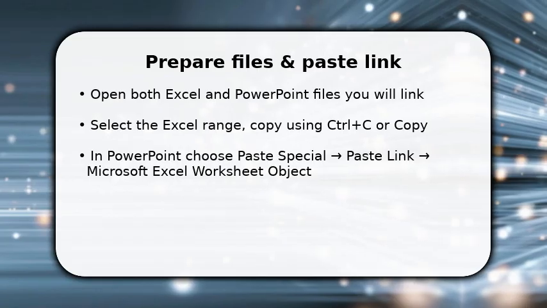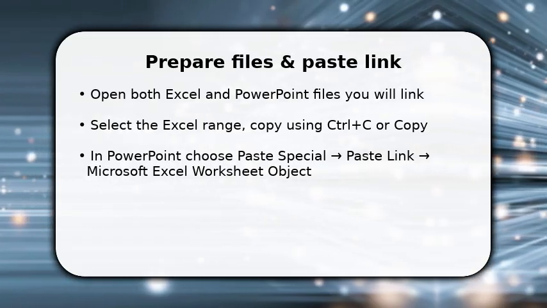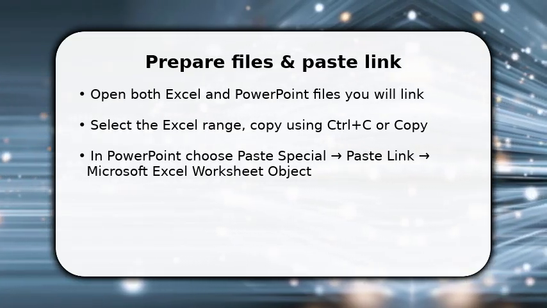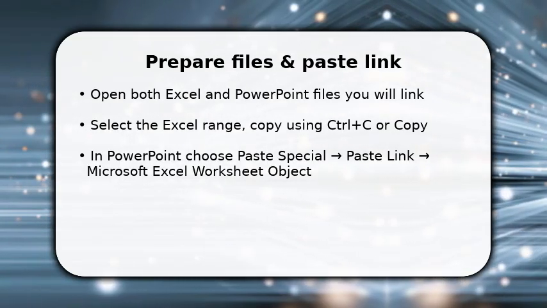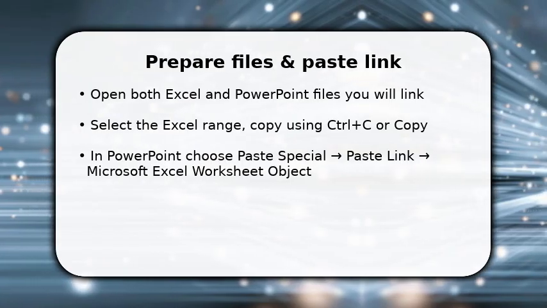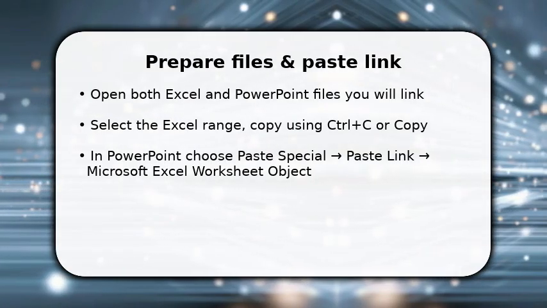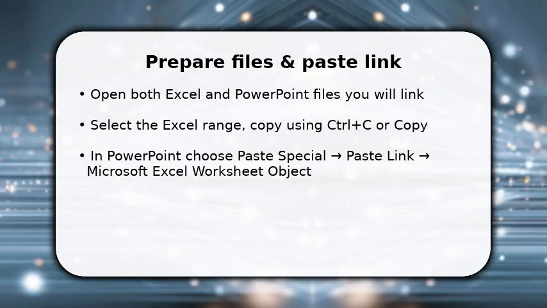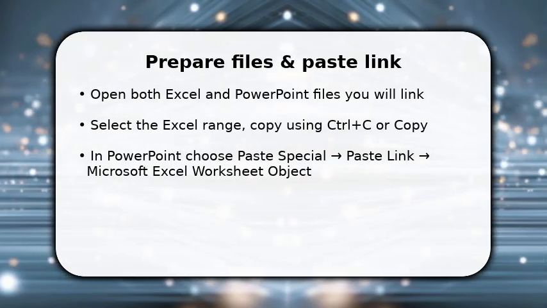In PowerPoint, go to the slide where the data belongs, choose Paste Special and pick Paste Link as a Microsoft Excel worksheet object. This preserves the live link. Once done, position and resize the object so the layout matches your slide's visual hierarchy.